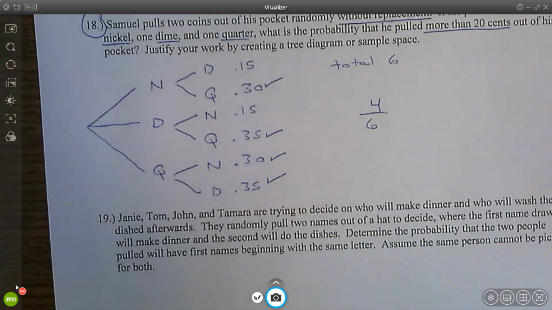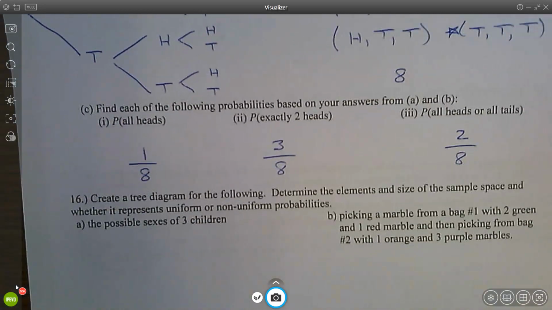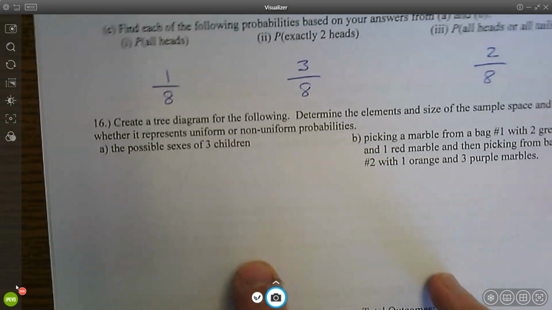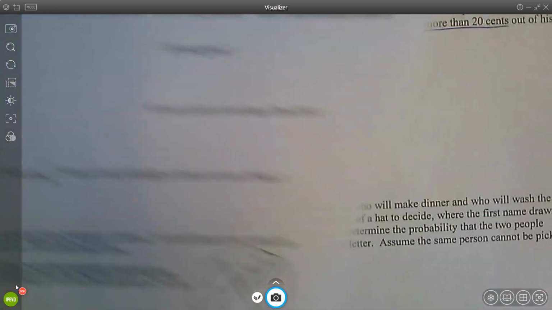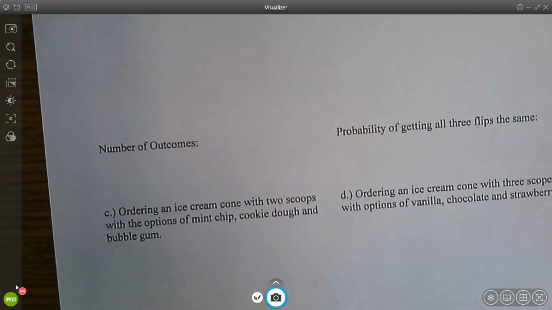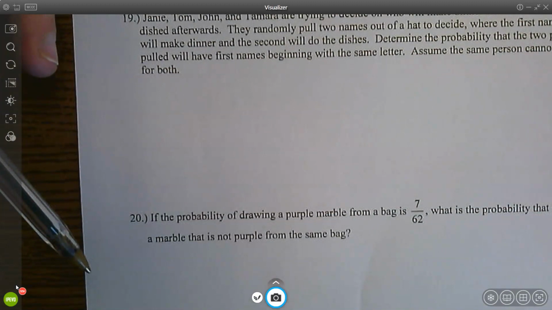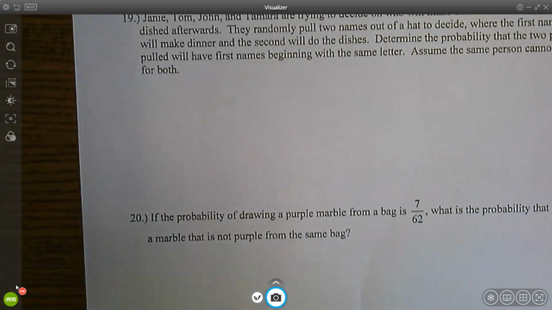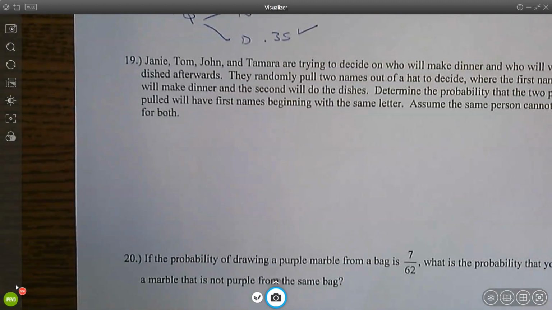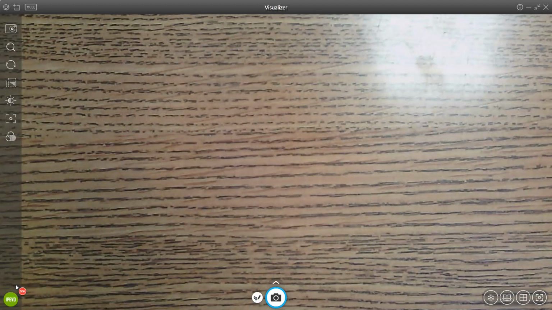All right, at this point, what I want you to do is go back to page 6. You're going to be practicing tree diagrams. You're going to finish up page 6, finish up page 7, and finish up page 8. So pause the video, go ahead and work through those, and then come on back and I'll go through those.